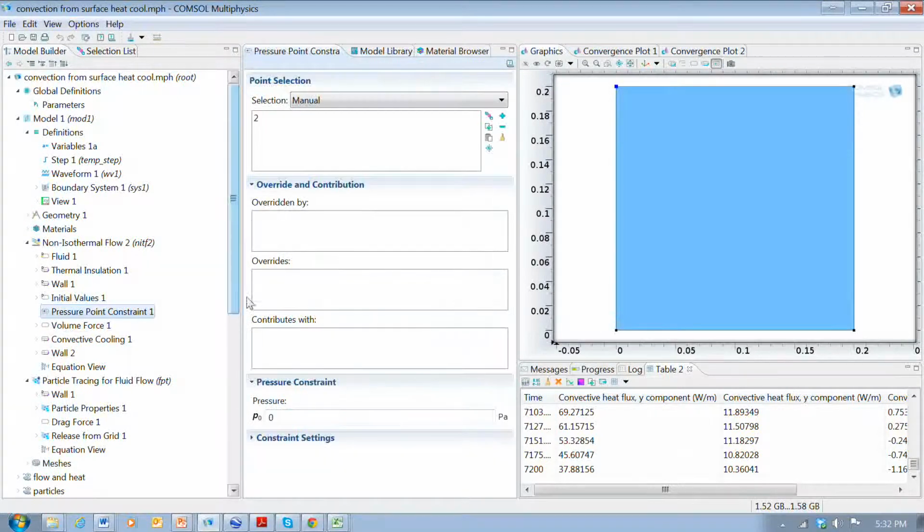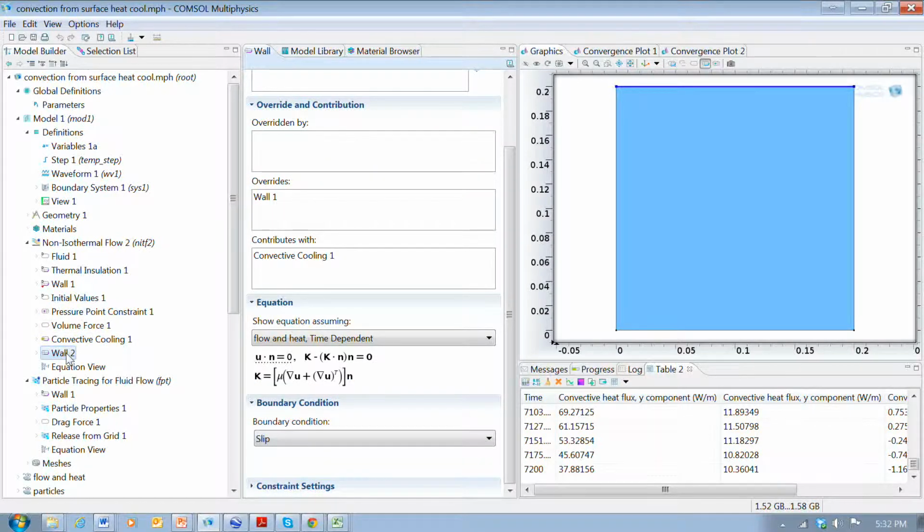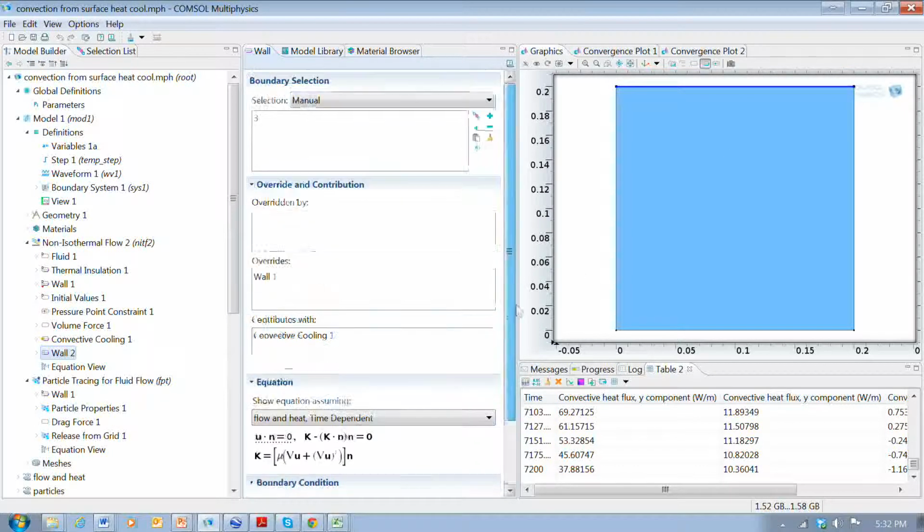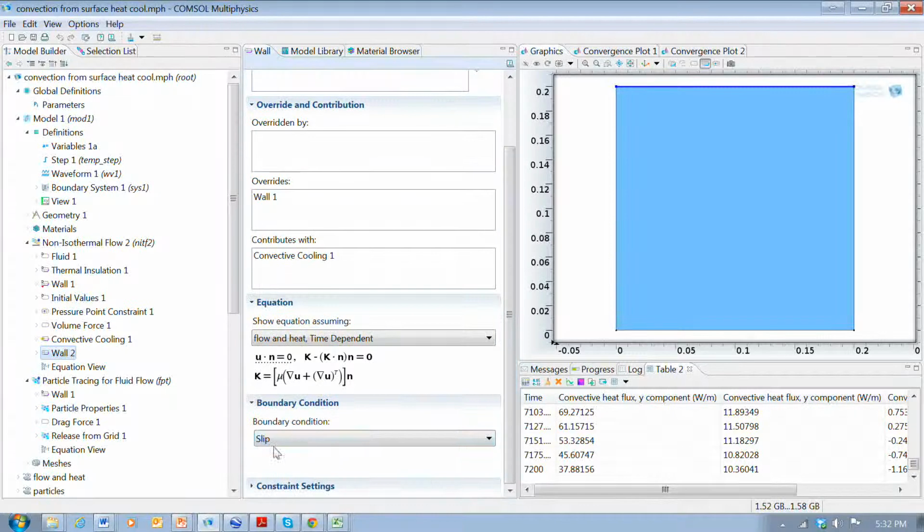Let's see, the pressure point constraint, that's the same as last time. And then one thing I did change from last time is this wall boundary condition. The upper surface here is a wall boundary condition, and I used a slip condition. And so what I have in mind is that's representing a free surface of the water. On the previous analysis, it was no slip, and that would be representing a layer of water that was sandwiched in between two walls. Okay, so that's the extent of the setup.